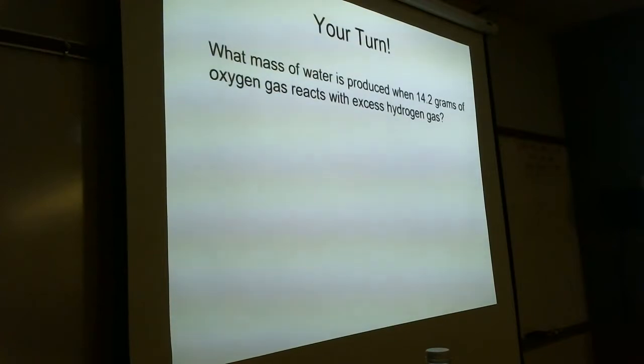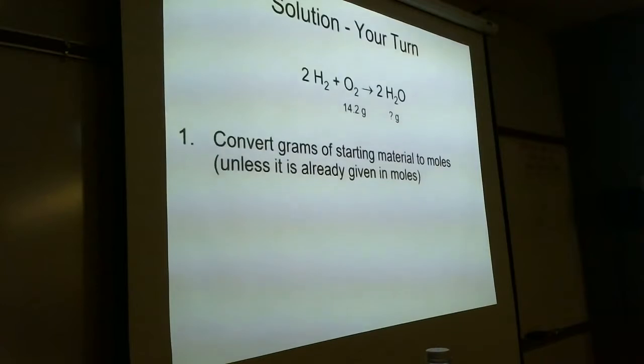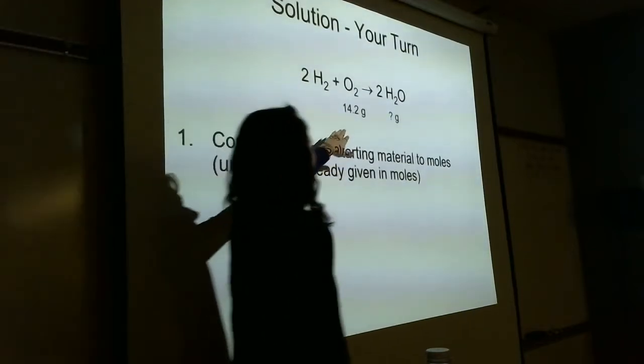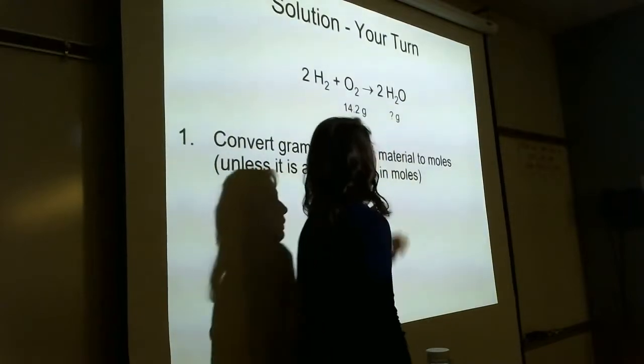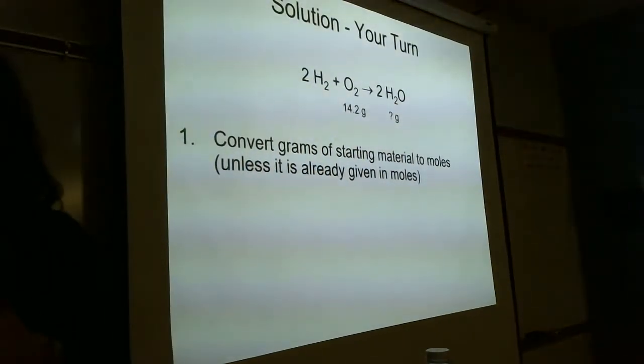Diatomic, right? And hydrogen gas, monatomic or diatomic? Diatomic, right? So you have to write your balanced equation, and then list what you know and what you're looking for. We're given 14.2 grams of oxygen gas, excess hydrogen gas, and we want to know what mass of water we can produce. Okay, so we list what we know and what we're looking for.